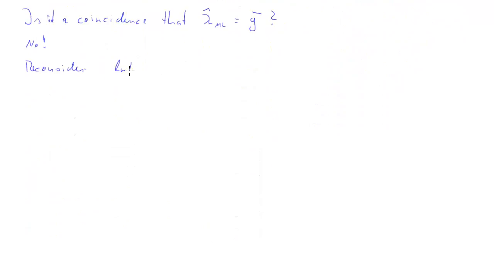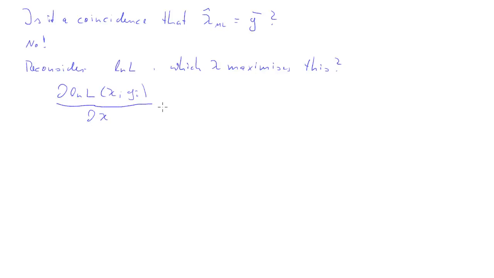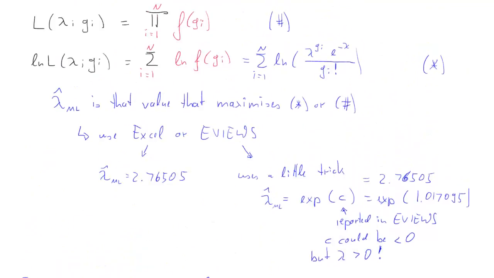We therefore need to reconsider the log likelihood function. And the question was, which lambda maximizes this log likelihood function? This is the problem we are solving. Therefore, we use our good old friend, a derivative. We'll need to find the derivative of that log likelihood function with respect to lambda. And then, of course, how do we find an extremum? We find it by setting this derivative equal to zero. Okay, and then we'll see where we can solve the resulting object for lambda.